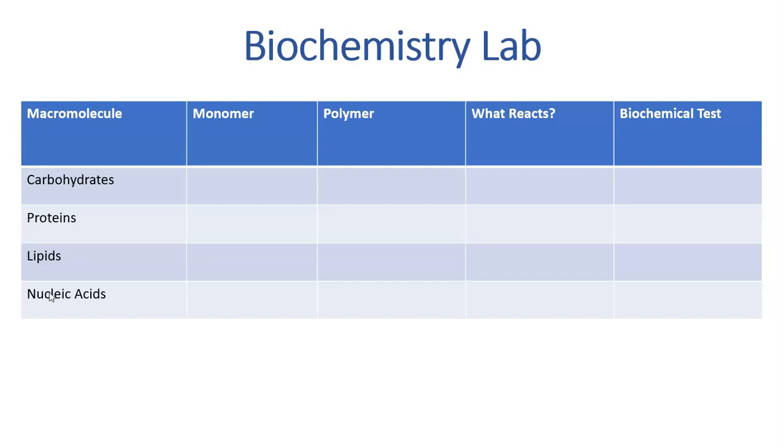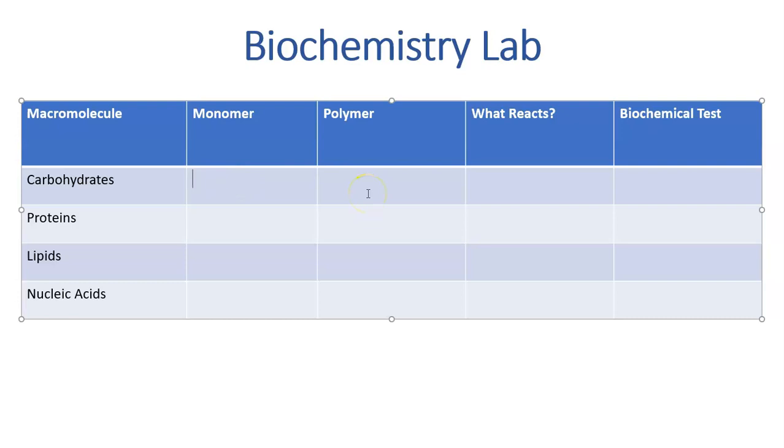So to determine that, we need to know what is in each of these macromolecules, what their monomer and polymer forms are, what part of those macromolecules are involved in the biochemical tests we're going to do, and then which biochemical tests or which biochemical reactions will help us determine these compounds. All right, so let's start with carbohydrates.